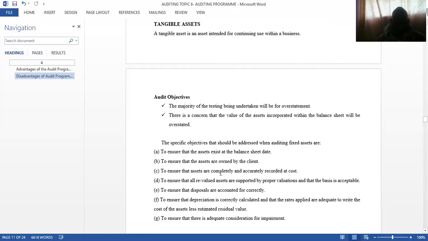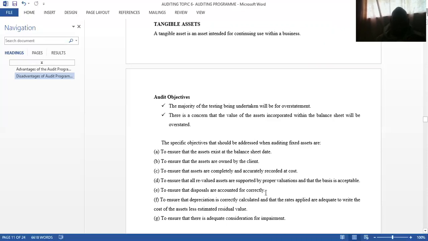Remember here, there's that principle of cost whereby a fixed asset should be captured at cost, and in the subsequent years we should be deducting the depreciation for that particular asset. Ensure that all revalued assets are supported by proper valuation and that the basis is acceptable. The valuation, especially when we talk about land and buildings, they have a tendency of appreciating. So if you do the revaluation, that particular revaluation should have been supported by proper records and actually were authorized.